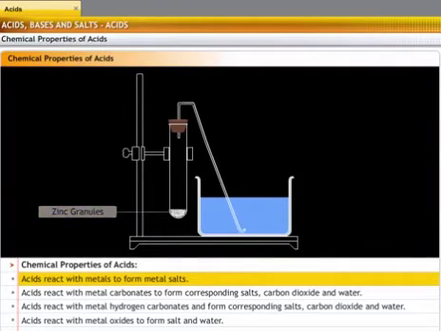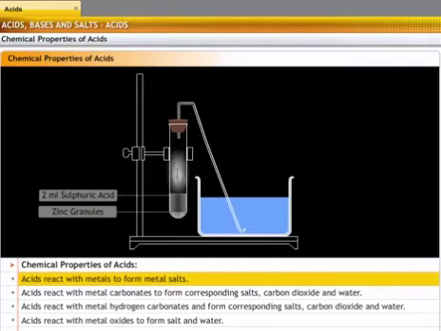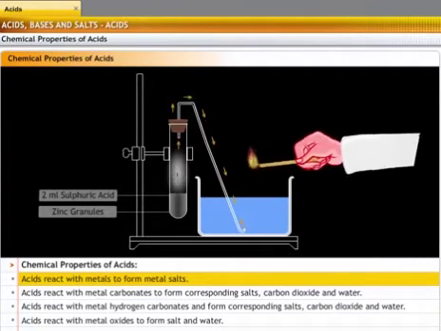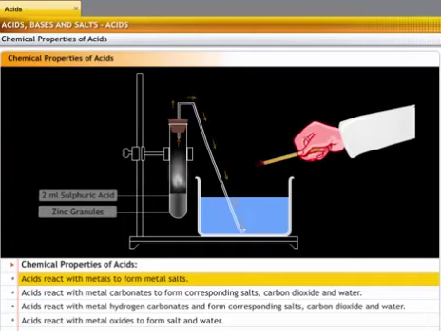Take a few granules of zinc in a test tube. Add 2 milliliter of sulfuric acid to it. You will find that a gas will be liberated. Bring a burning splinter close to the gas liberated. The splinter burns and a pop sound shows the presence of hydrogen.